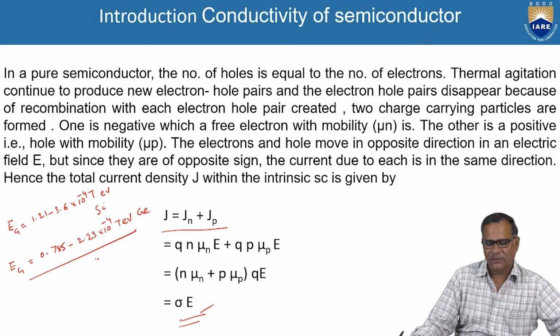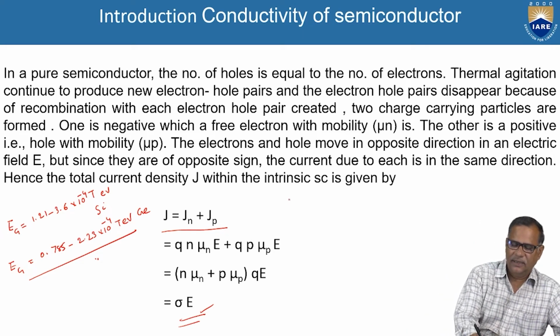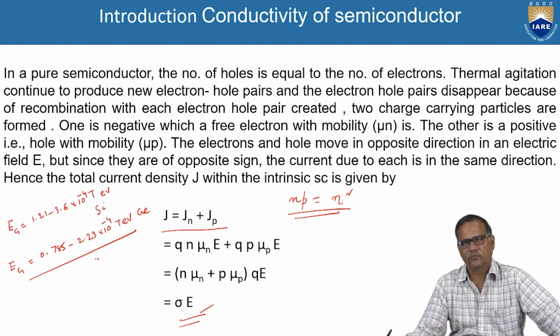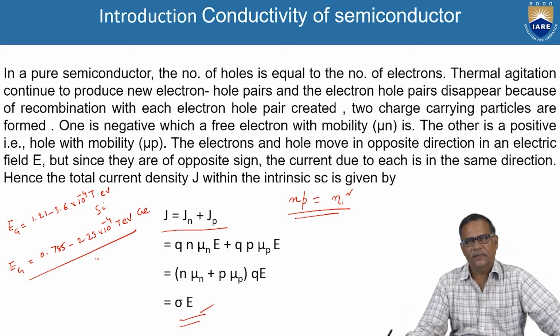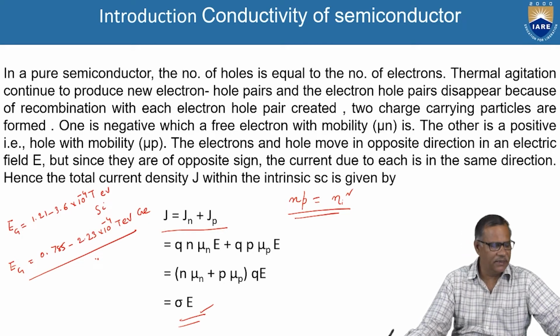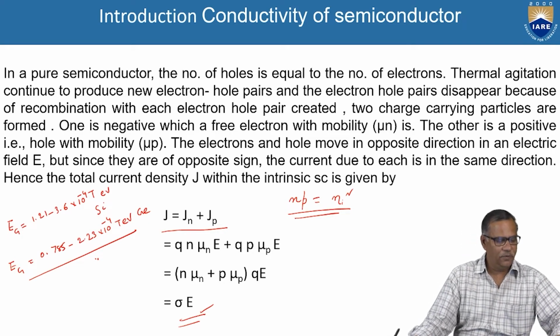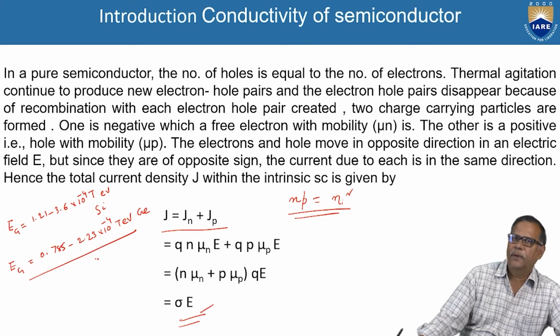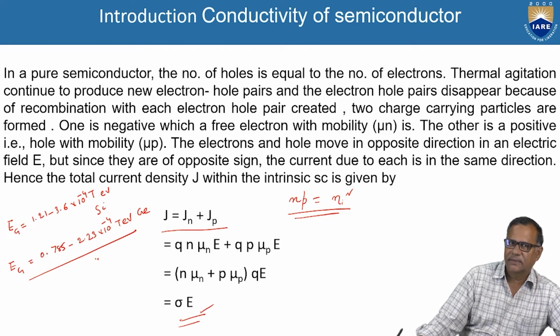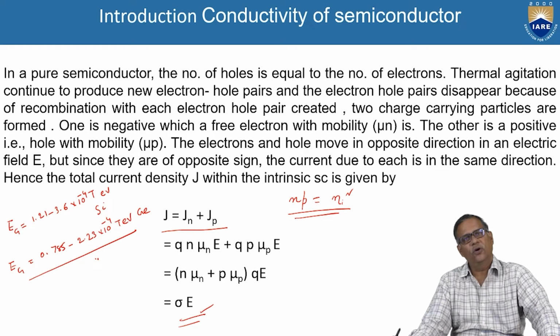And what is the law of mass action? For an intrinsic semiconductor material, np is equal to ni square. This is called the law of mass action. Here n is the number of electrons, p is the number of holes, and ni is the intrinsic concentration. Suppose you take a P-type extrinsic semiconductor material, where the number of holes is more than the number of electrons. That means the majority charge carriers are holes.